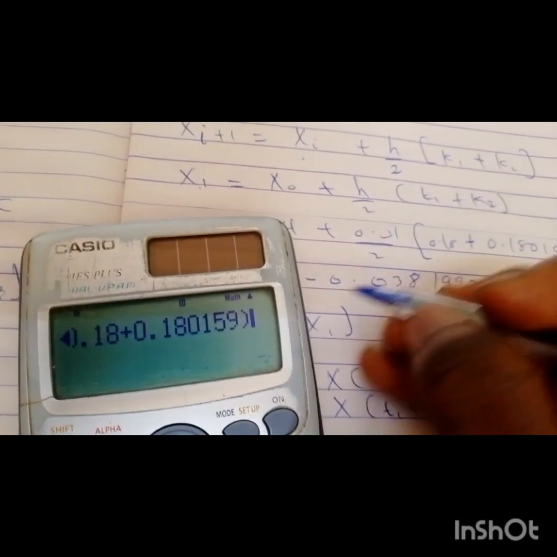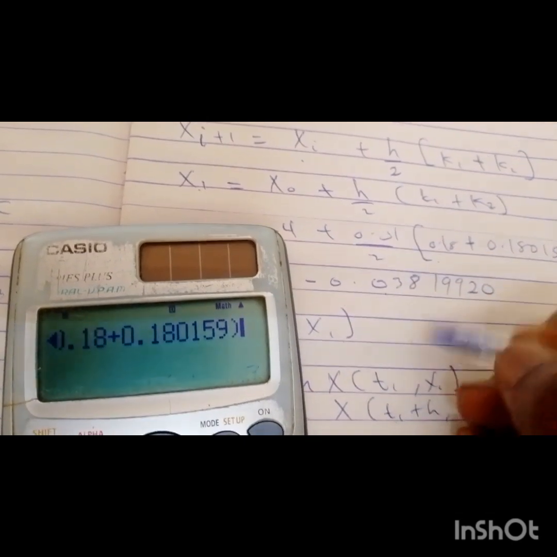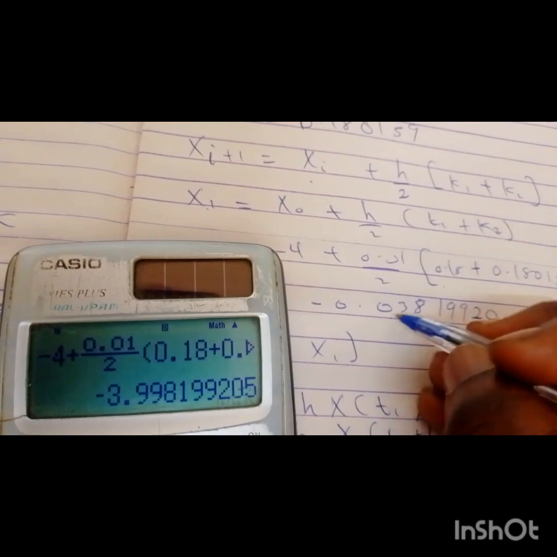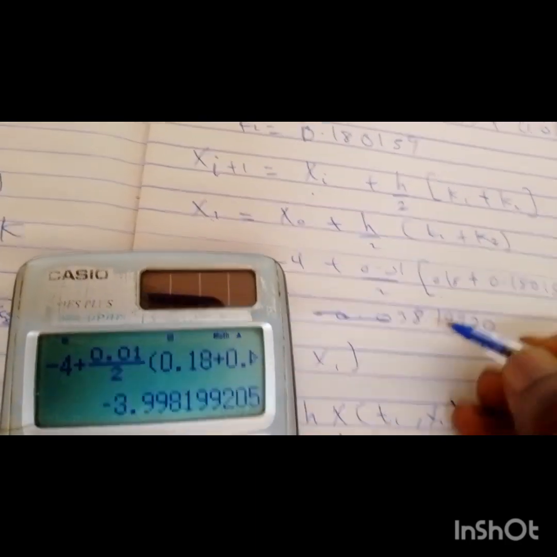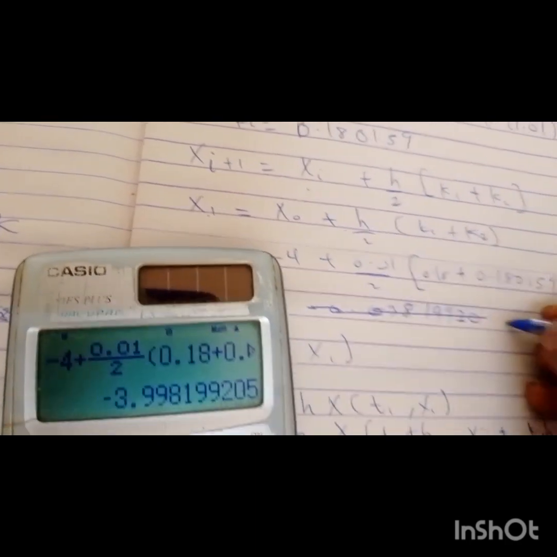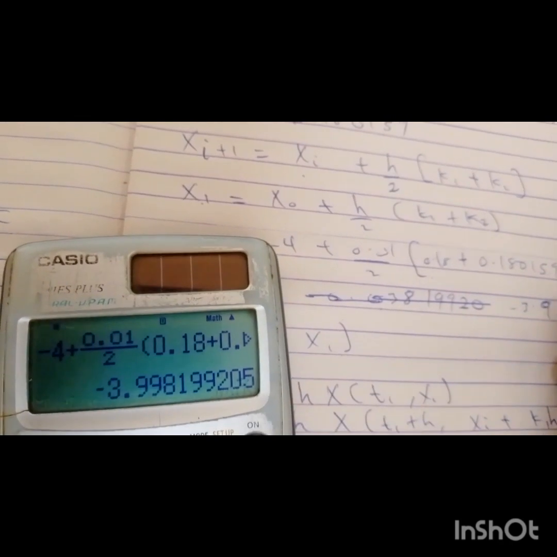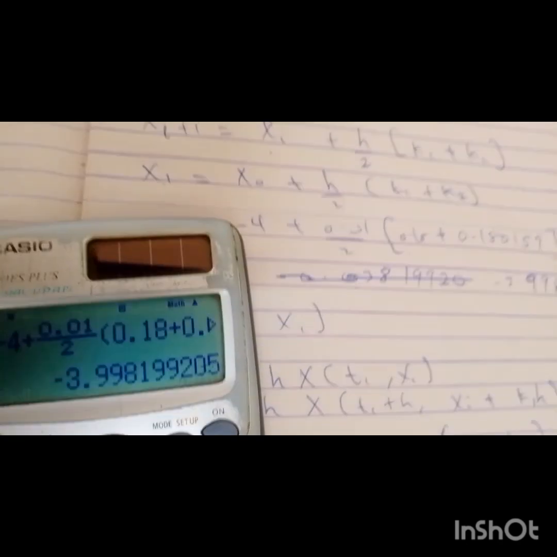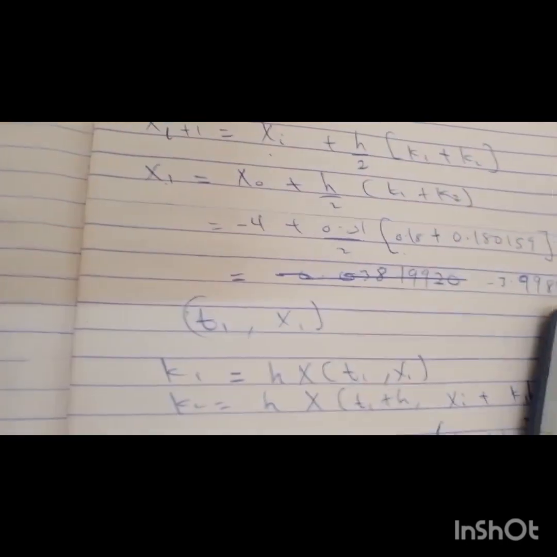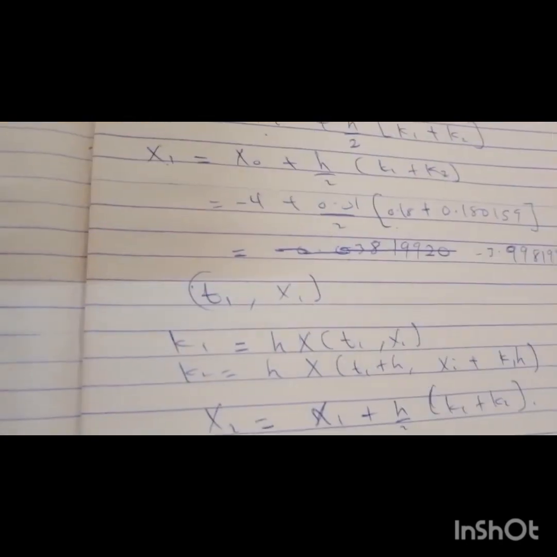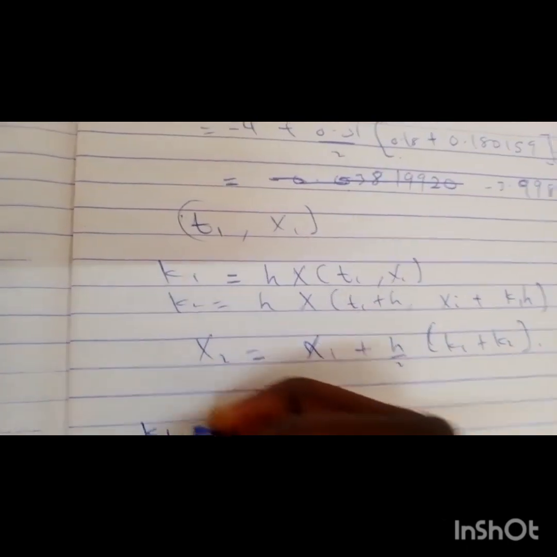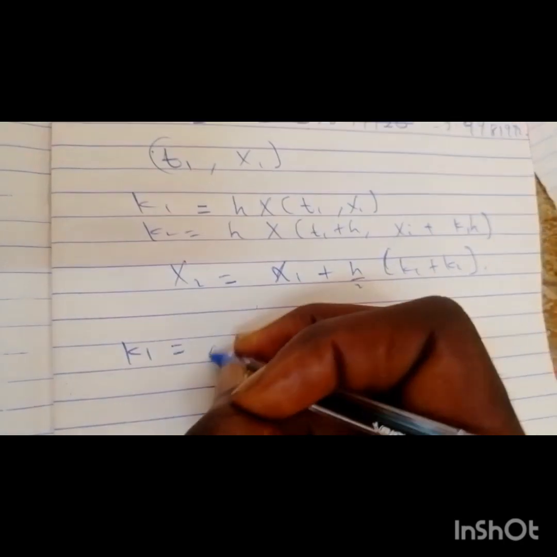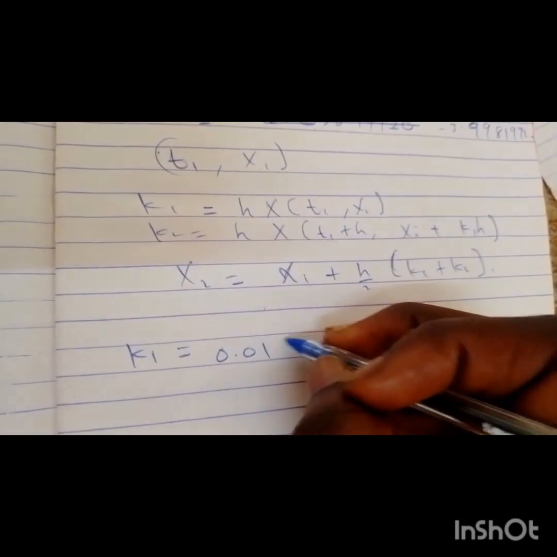Okay, so I think these ones were misplaced. This one is actually negative 3.9981992, right? So that's just it. You use this one to find your next one. So you say your k1 equals your function of that. We've done that already. So you say 0.01, which is your h.